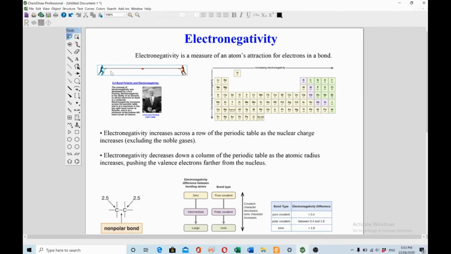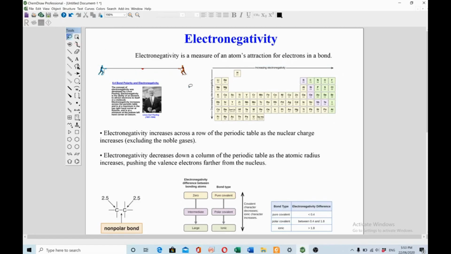So let's translate this effect into the periodic table. Consider the left side of the main group, this is lithium, and this is fluorine. If you look at the periodic table, the highest electronegative element is fluorine, having electronegativity of 4.0. So the electronegativity for this one will be much higher than this one.